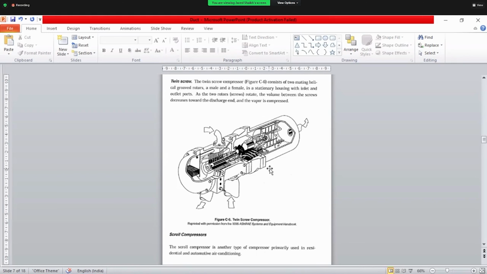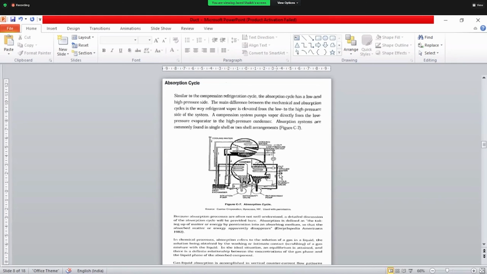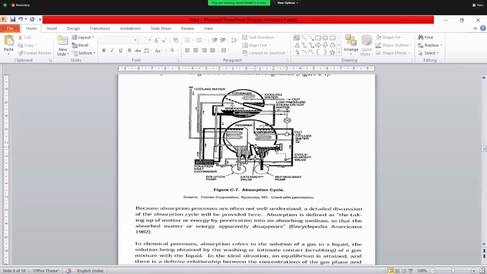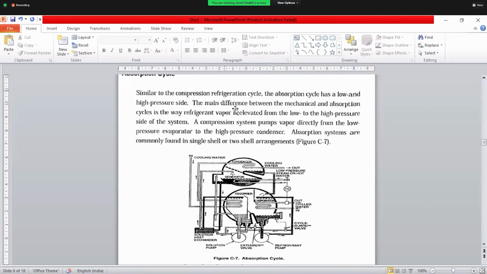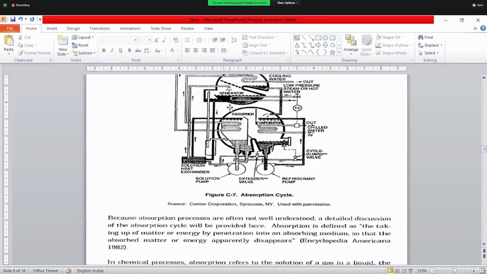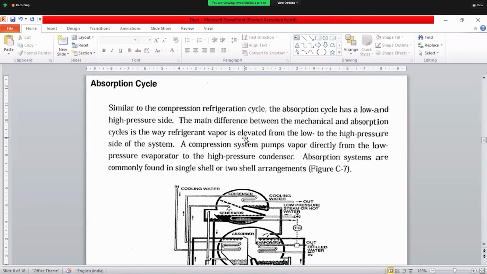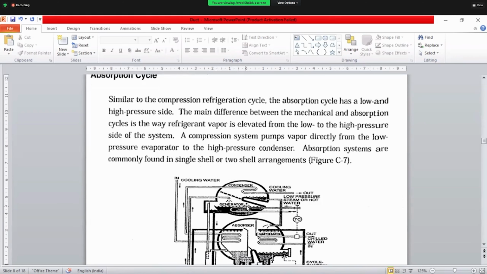So the next is the absorption cycle. This is another type of cycle. We have now seen the compression cycle, but this is an absorption cycle. So what is the absorption cycle and how does it work? Similar to the compression refrigerant cycle, the absorption cycle has a low and a high pressure side. The main difference between the mechanical and absorption cycle is the way refrigerant vapor is moved from the low to the high pressure side of the system.